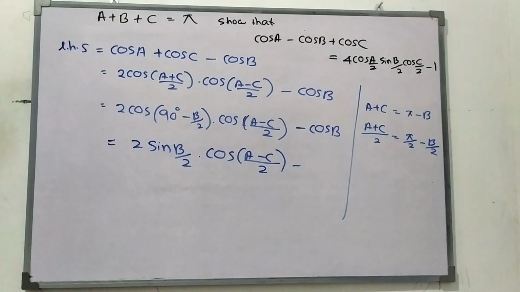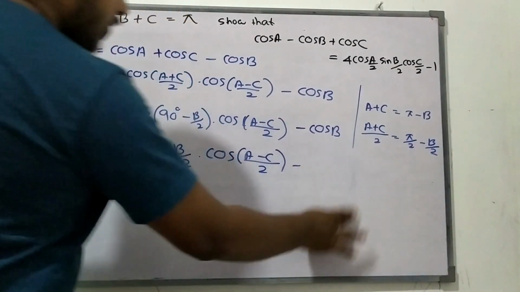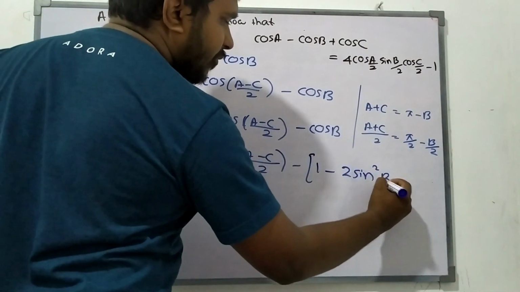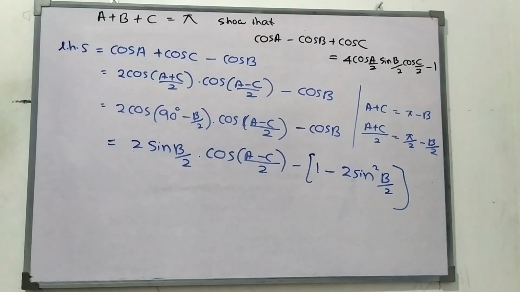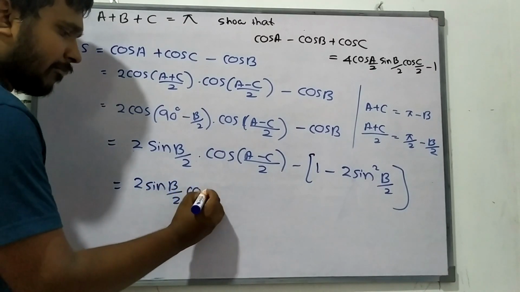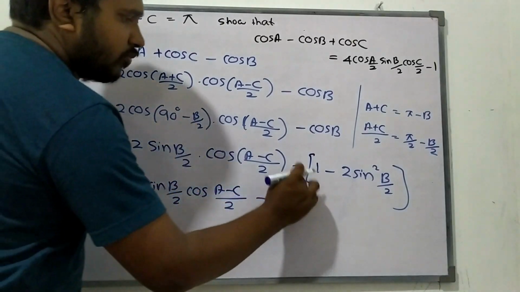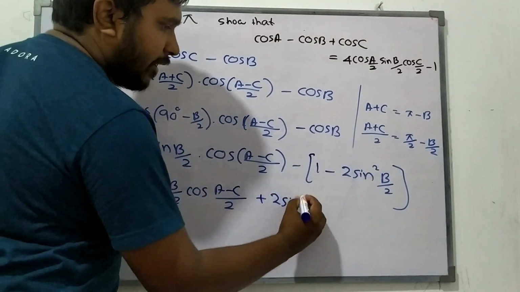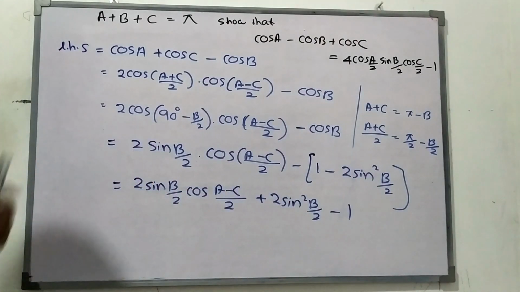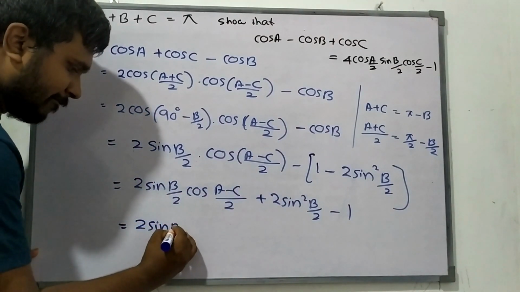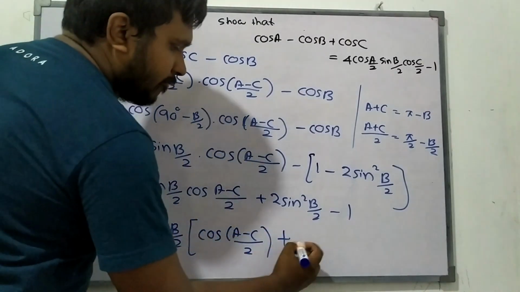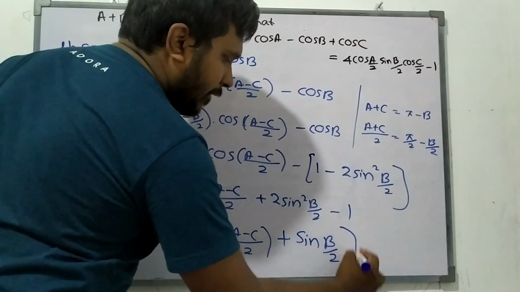What is cos b? So cos b can be written with only sine, right? So it is 1 minus 2 sine squared b by 2, and solve the bracket. 2 sine b by 2 cos (a minus c) by 2 plus 2 sine squared b by 2 minus 1. Actually 2 sine b by 2 can be taken out. 2 sine b by 2 [cos (a minus c) by 2 plus sine b by 2] minus 1.